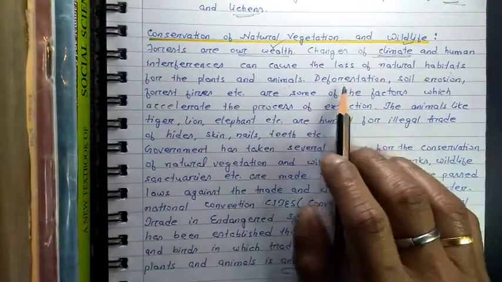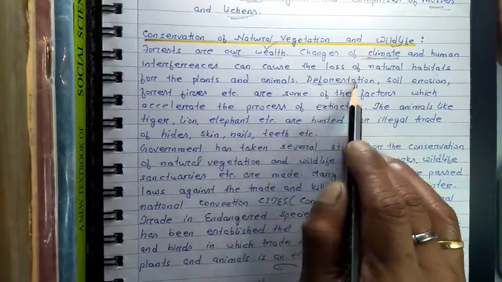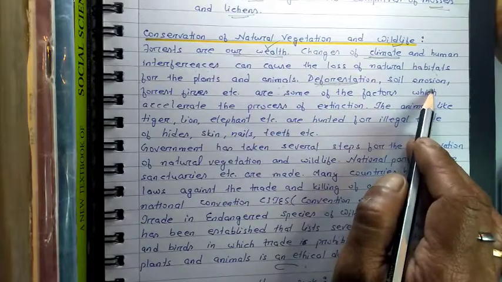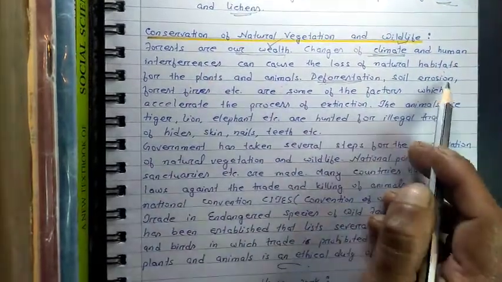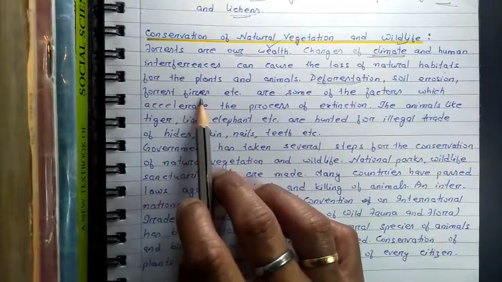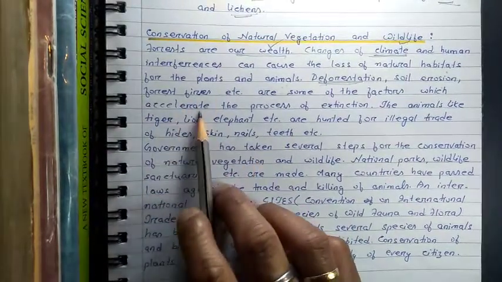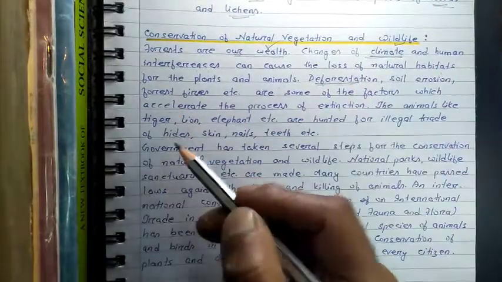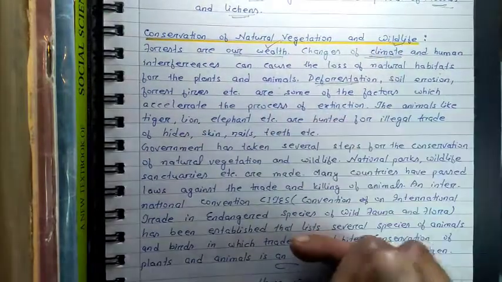What are the factors? You can see here a few factors I have tried to show you. Deforestation, cutting down the trees. The meaning of deforestation is cutting down the trees. Soil erosion, that is the carrying away of the soil from one place to another. Already it was explained. Forest fires, sometimes forest fires are caused naturally or by human activities. These are some factors which accelerate the process of extinction. Because of all these different factors, we cause huge damage to both natural vegetation as well as wildlife.